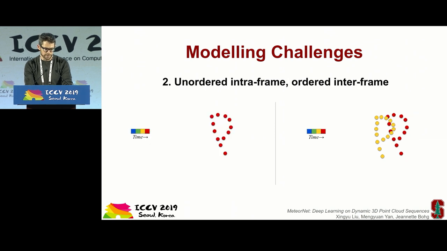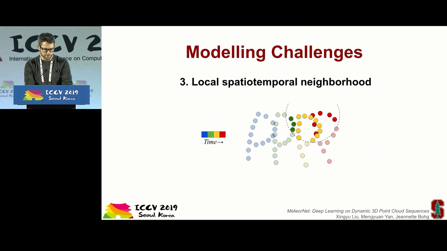Second, points in the same frame are unordered, and the points from different frames are ordered in time. Third, neighboring points form a meaningful local structure. In point cloud sequences, points that are close both spatially and temporally should be considered neighbors.